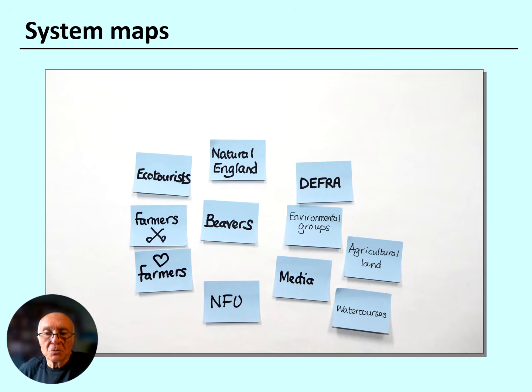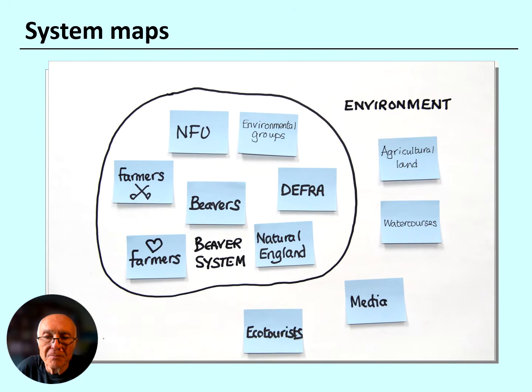The next one I want to talk about is a system map. This helps us to identify which actors are part of a system and which are more connected with the environment. I like to start off with a sheet of paper again and some small post-its, and on each of the post-its I write down the actors that I've identified. Then I'll reorganize them into this kind of system here. So I've got the beaver system, which is the National Farmers Union, the environmental groups, farmers, beavers, DEFRA, Natural England. They are people who interact to affect the environment, the environment being the agricultural land and the watercourses.